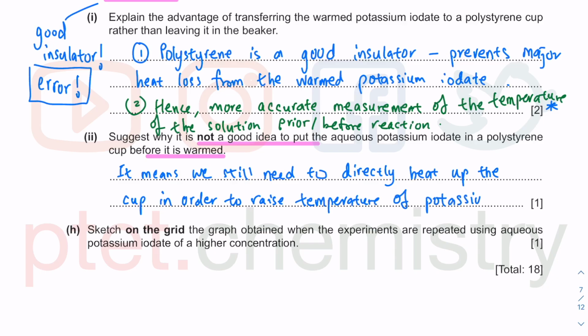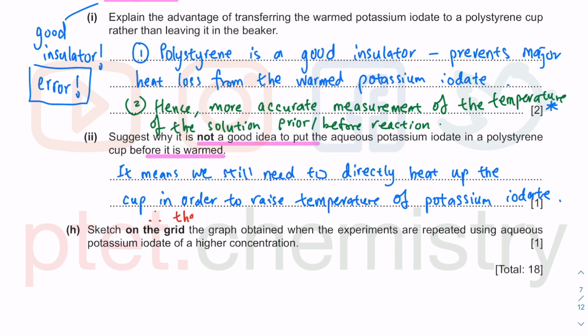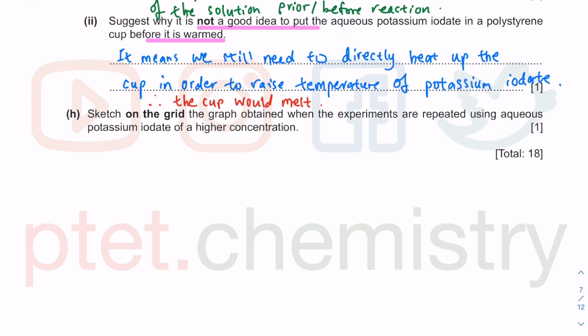And you can imagine this becomes a problem. We can heat up the solution inside a beaker, but there's a problem. We could not directly heat up the polystyrene cup, because then the cup will melt. Imagine putting the polystyrene cup onto direct flame, and that would cause an issue because it would definitely melt the plastic cup. Yeah. So how about sketching on the grid? You've got to sketch on the same diagram when experiments are repeated at a higher concentration. So what does higher concentration mean?